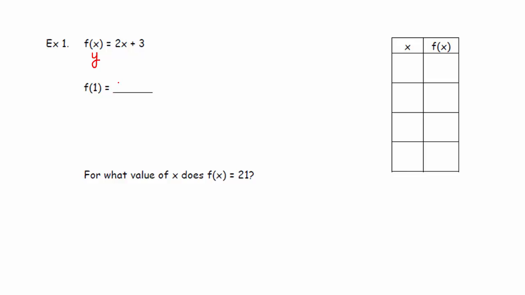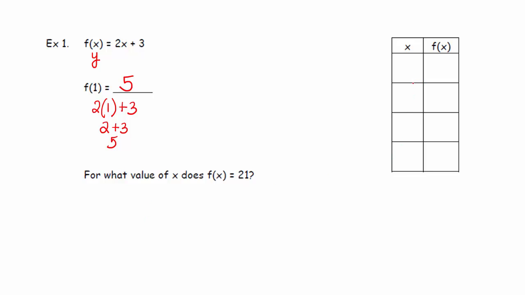So now let's figure out what the output is. If 1 has taken the place of the x, and 1 is the input, that means I'm supposed to do 2 times 1 plus 3. So 2 times 1 is 2. Plus 3 is 5. So in this case, the output was 5.